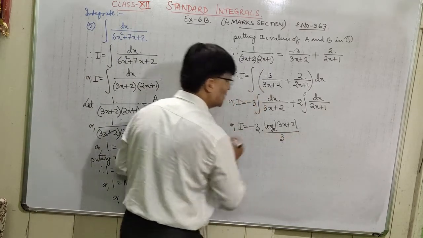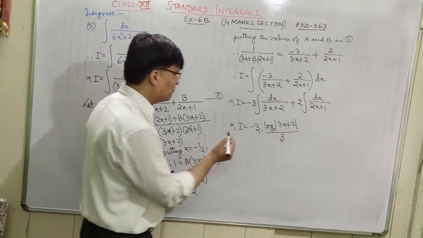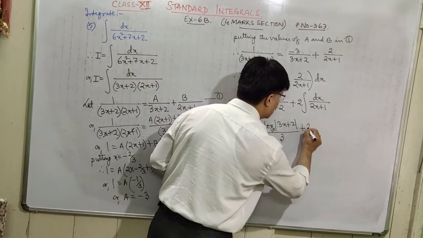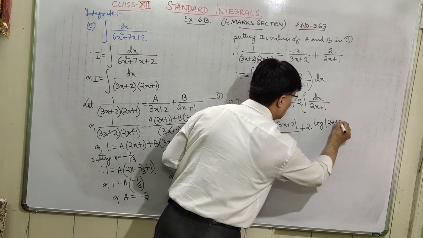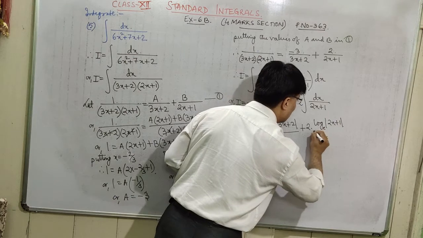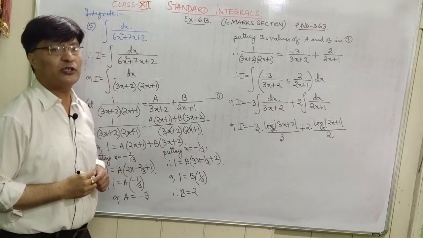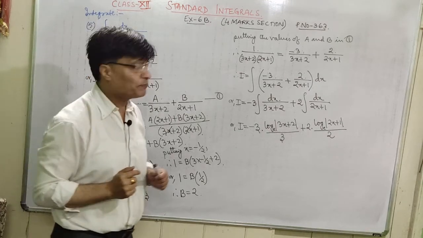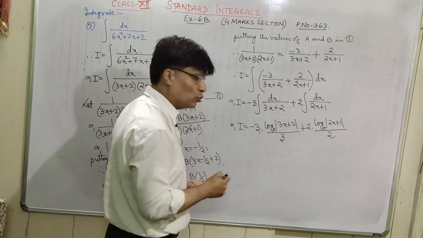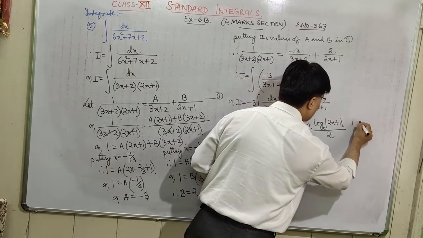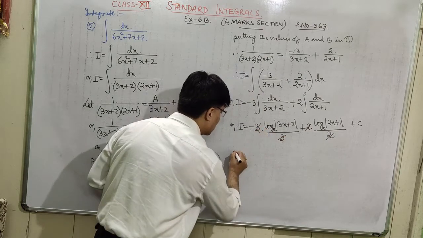It is 3. Similarly, how can you integrate dx divided by 2x plus 1? Similarly, this is plus 2 into log within mod 2x plus 1, the base is e, this whole divided by the differentiation of the function which is assumed as x. That is, what is the differentiation of 2x plus 1? It is 2. So it is divided by 2. Then what do we write? Then you have to write plus c. So here 2 gets cancelled. Here this 3 will be cancelled.